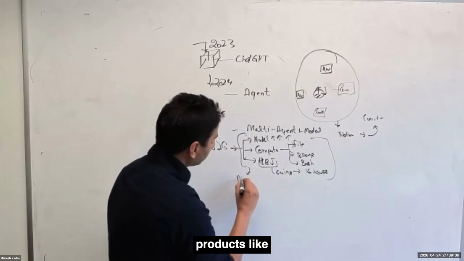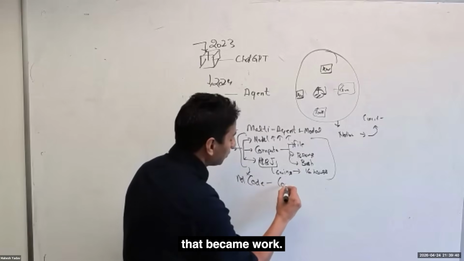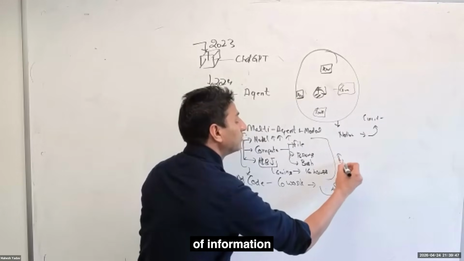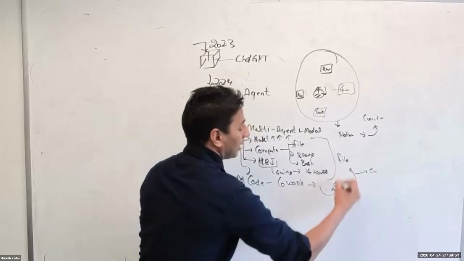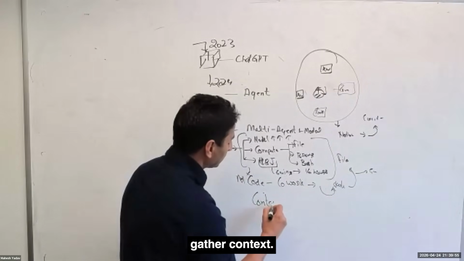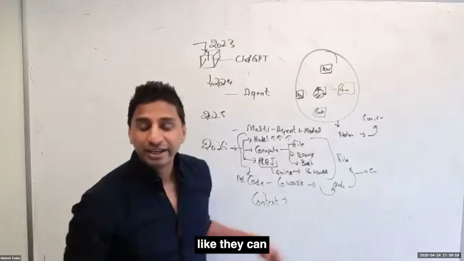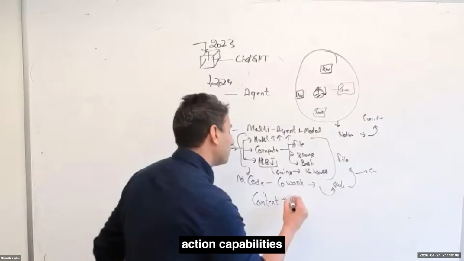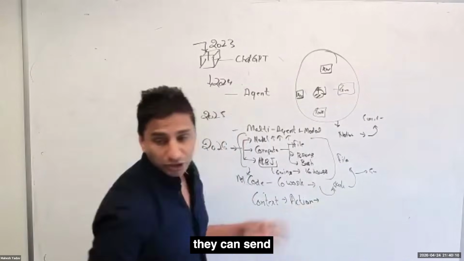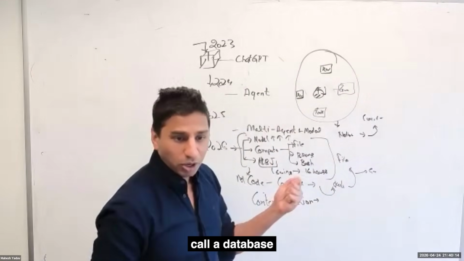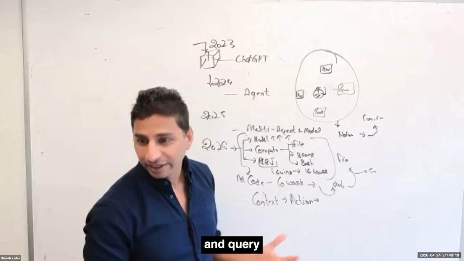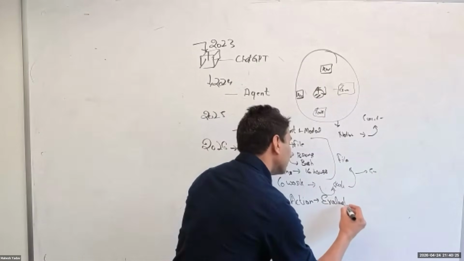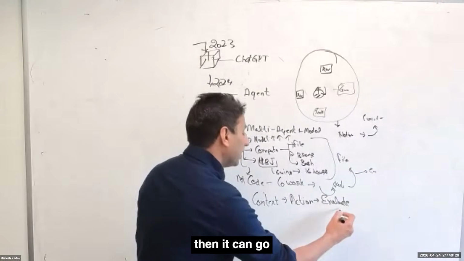combined, we got products like Claude Code, that became Cowork. And now what they can do is they can take a task, they can get a lot of information from your file system as well as from the internet. So what they do is they gather context. They already have a lot of connectors, like they can connect to your Slack, they have connected all the MCP servers, they already have access to your file system. So they have much larger action capabilities. They can take action, they can write code, they can send emails, they can go and call a database and query it. And then it can also evaluate whether it achieved its goal or not. And if not, then it can keep retrying.